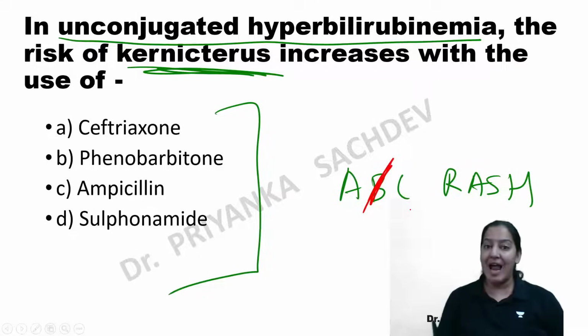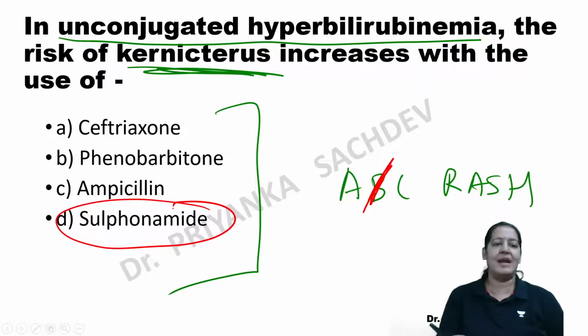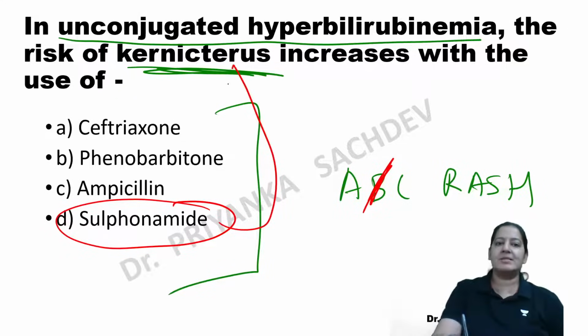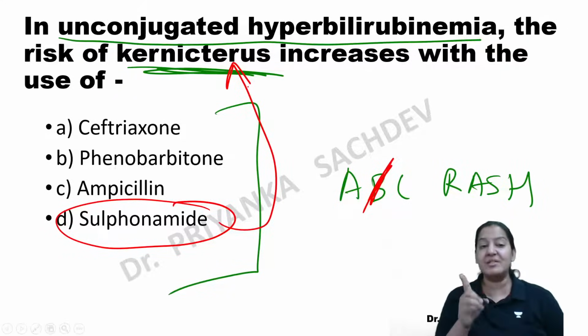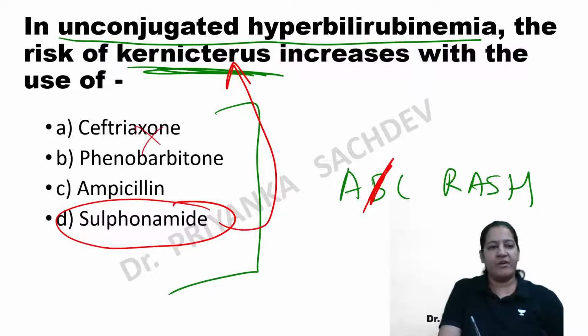By displacing bilirubin from the albumin, the free bilirubin will enter the brain and damage the brain and cause kernicterus. So the drug is sulfonamide. Sulfonamide is the answer, and you all are right. Kernicterus is a side effect of sulfonamide, not of other drugs. So the correct answer here is D.